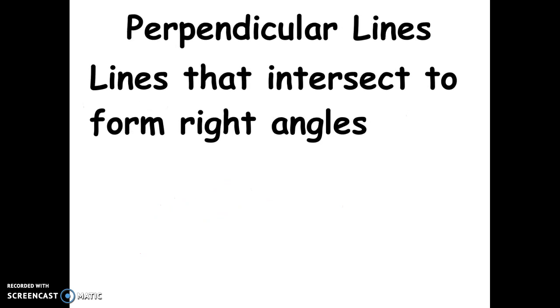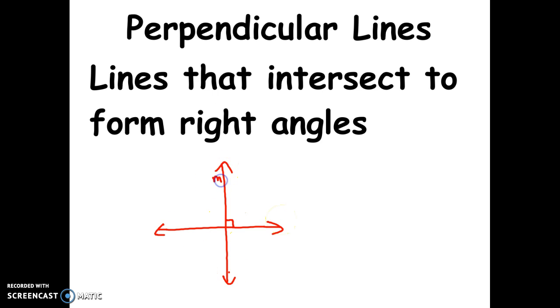Perpendicular lines are lines that intersect to form right angles. So I'm going to do my best to make an accurate picture. Of course, it's not going to be perfect. So here we have 2 lines that are actually intersecting. Right here, we have a 90-degree angle or a right angle. So these are perpendicular lines.